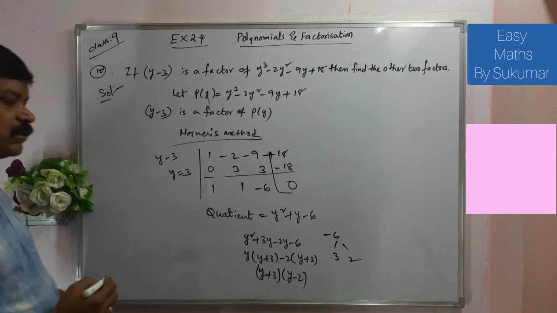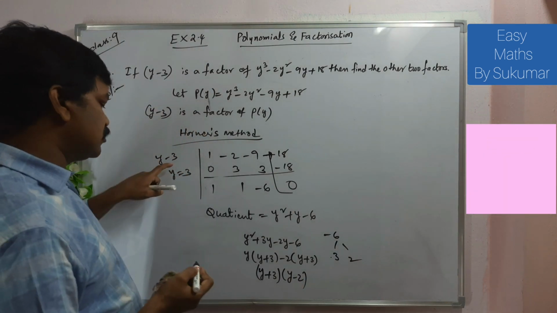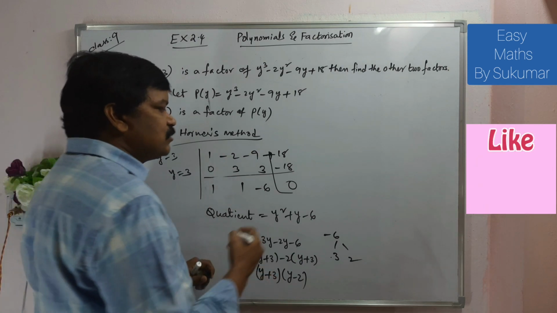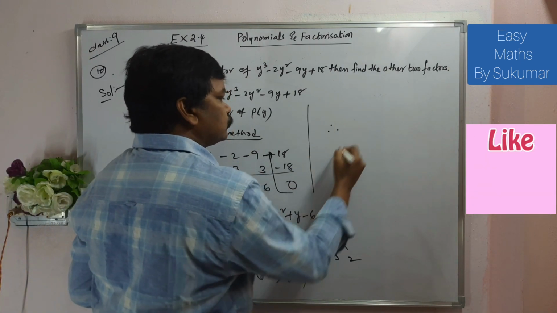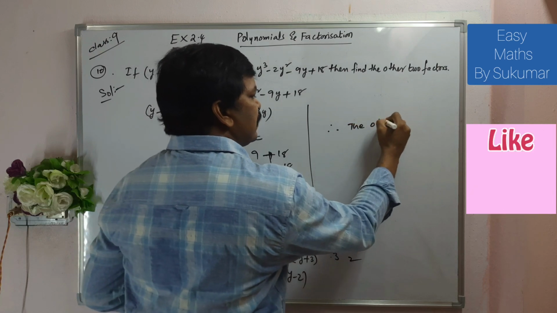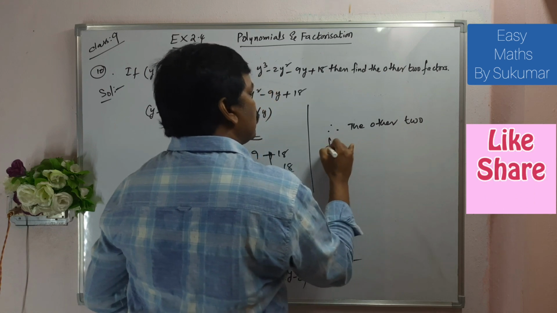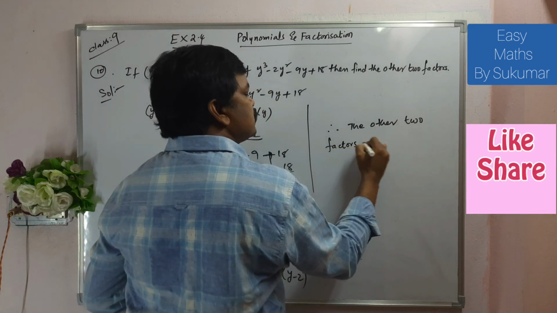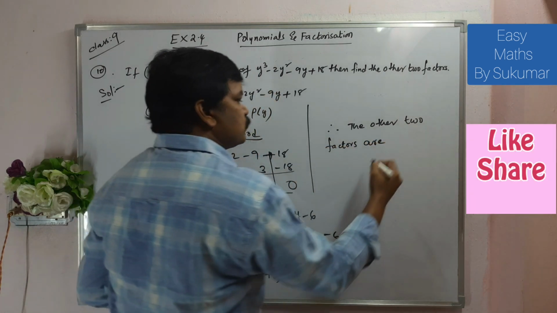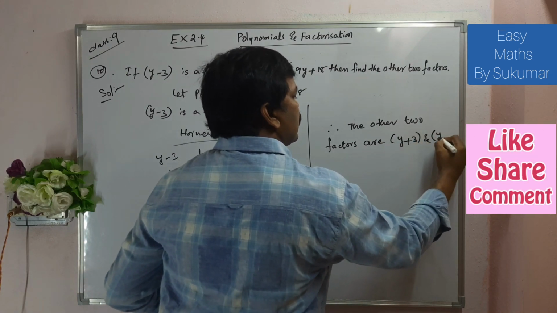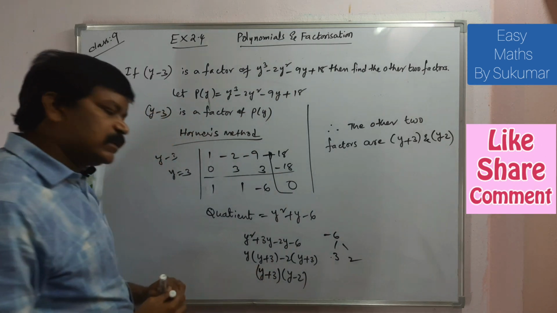Therefore, what are the other two factors? One factor is y minus 3. The other two factors are y plus 3 and y minus 2. Therefore, the other two factors are y plus 3 and y minus 2.